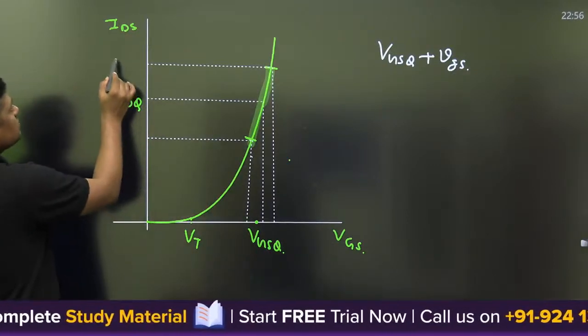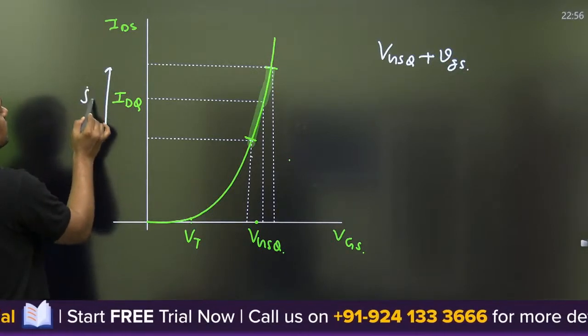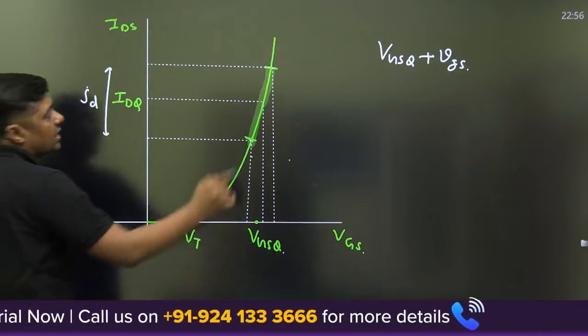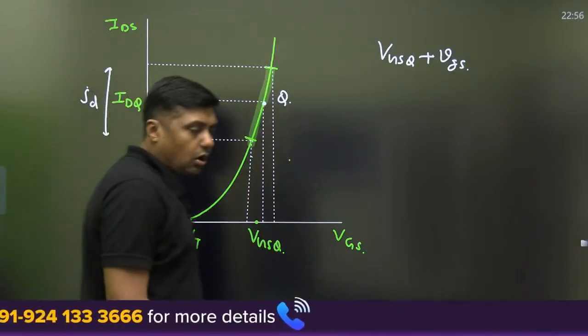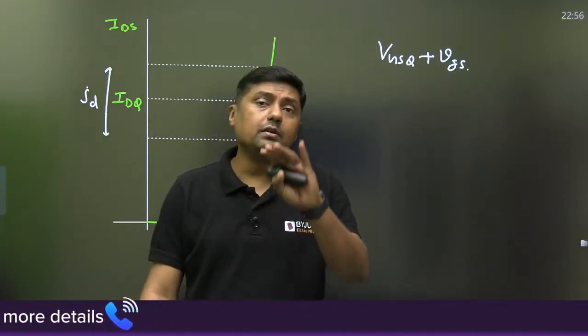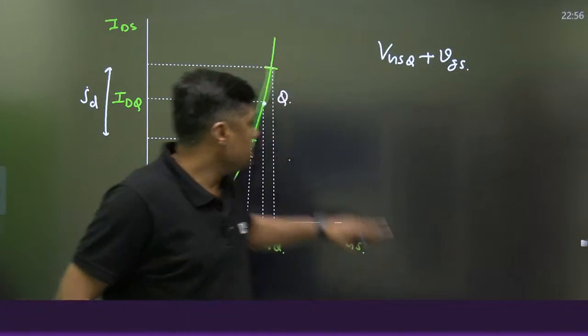This change from this point to this point is called id, the change in ID because of the change in VGS. And this point is called the Q point. So we are setting the Q point in the middle of the saturation region. So that is the first characteristic.